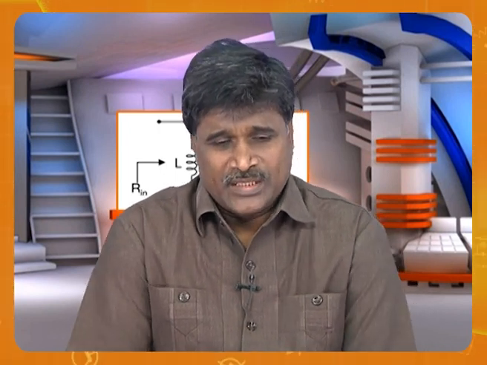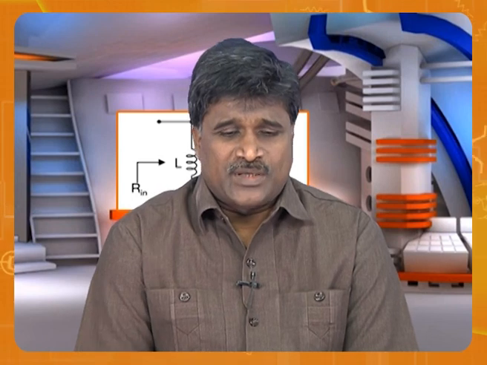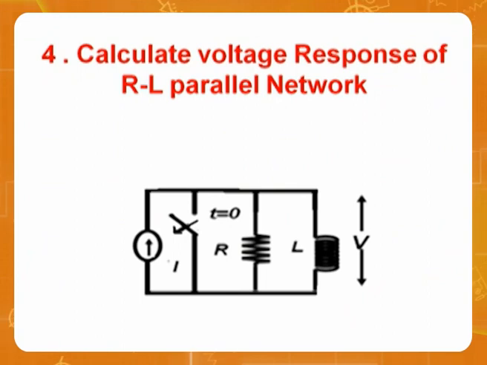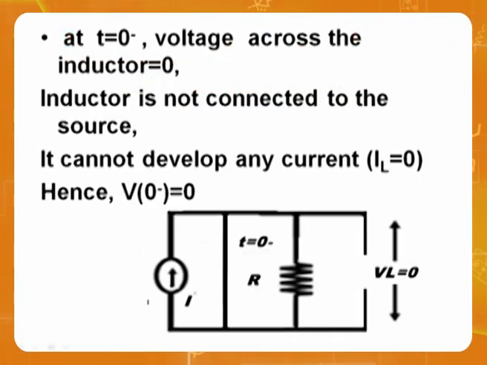Fourth one, calculate the voltage response of an RL parallel circuit. Okay. Here, what is the voltage available? I am taking a parallel circuit. What is happening here? At t equals 0, this is open. If it is open, now we have to see one by one. At t equals 0 minus, the switch was closed. When is it open? Just after switching.